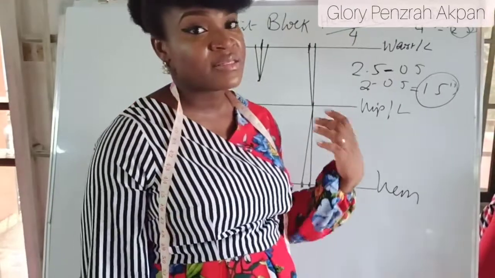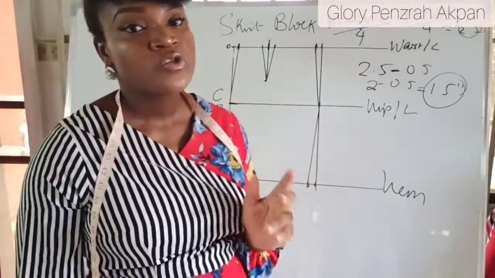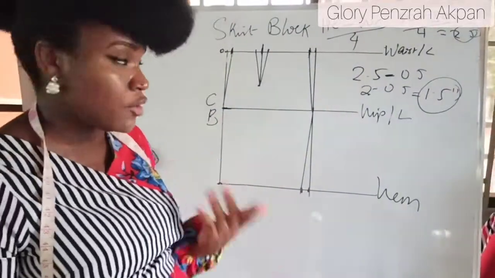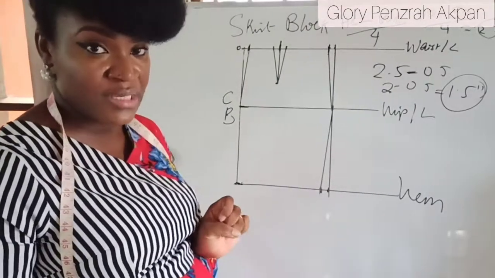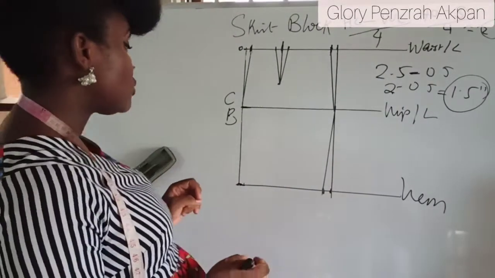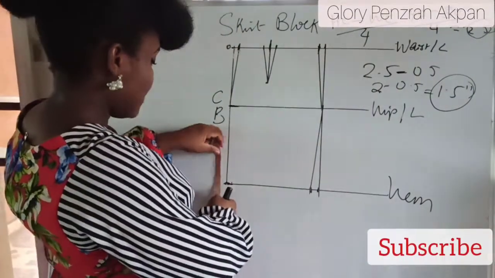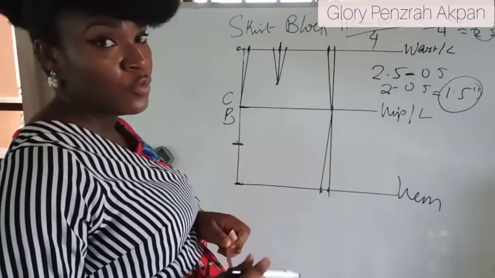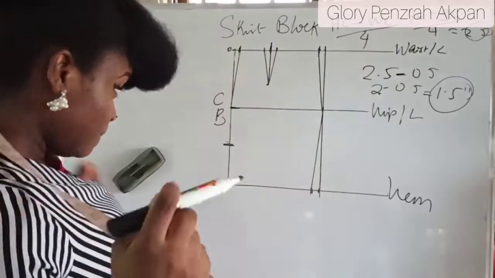Now, in a fitted skirt like this, you would need to have a slit at the center back, so it's easy for movement, for you to move your legs when you wear the skirt. So you decide on how high you want your slit to be. If you want your slit to be 7 inches high from the hem, you come from the hem and mark out how high you want your slit to be.